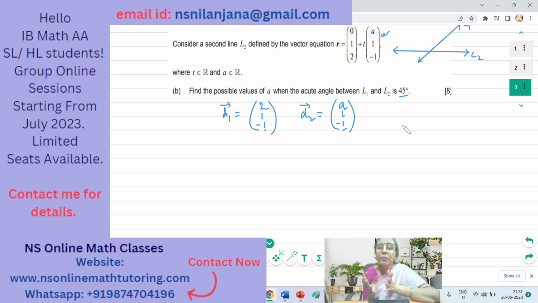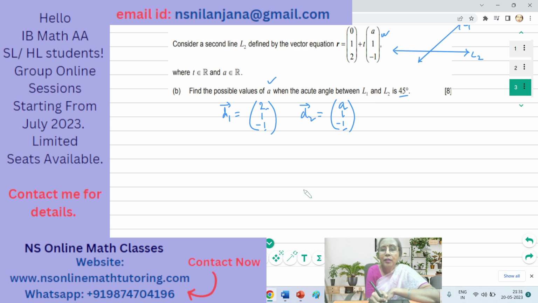So the first thing that is coming to my mind is a, it is a variable, and they are saying find the possible values of a. I can straight away say that a cannot be equal to 2. Because if a is equal to 2, then the two lines will be parallel, so they will not be intersecting. This is the first thing that is coming to my mind. Well, I have to get the actual values of a.